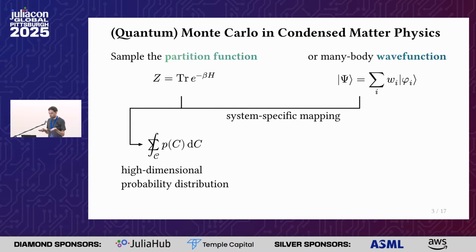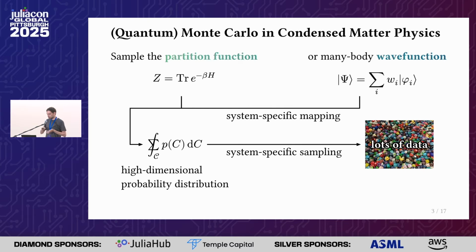And this probability distribution then typically lives in a very large configuration space that's even larger than the Hilbert space that you started with. But high dimensions in Monte Carlo is not such a big issue, as we learned, so we can just eat this, and as long as we can sample this distribution, we can use it to understand our system.